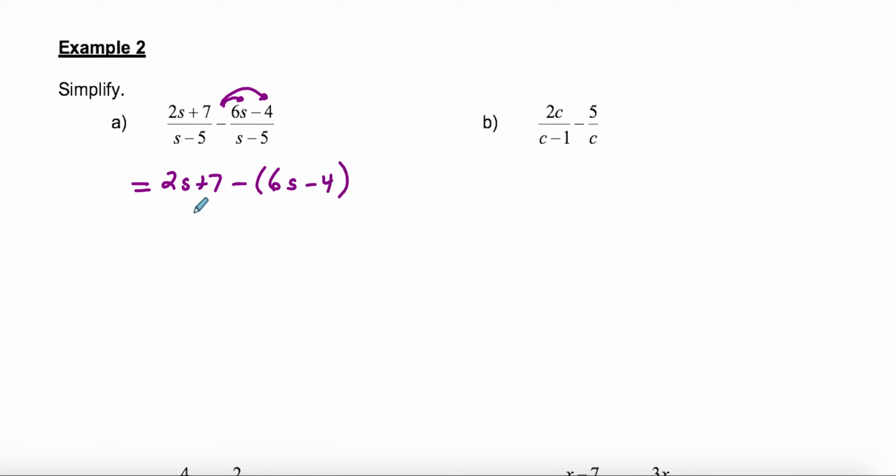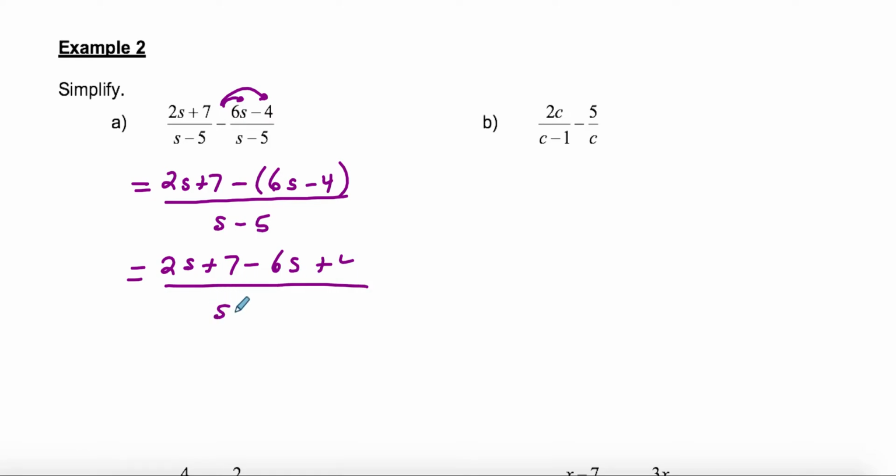I don't know if you would. That minus sign doesn't mean just subtract the 6s. You have to subtract also the -4. And we have one denominator of s minus 5. So to simplify my numerator, -6s plus 4 over s minus 5. 2s minus 6s is -4s, whoops, 4. And 7 plus 4 is 11 over s minus 5.